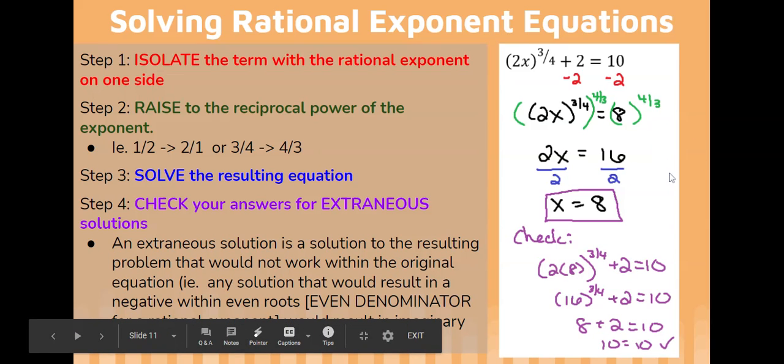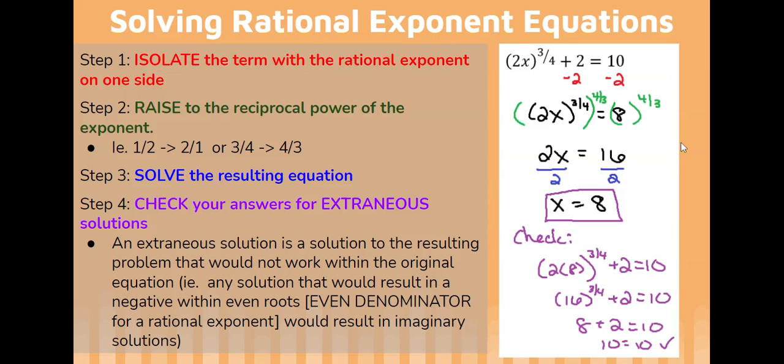Now here's the difference. Before, we raised to a whole number power. Now we're going to raise to the reciprocal power. For example, 1/2 is 2 over 1, or vice versa. 3/4 is 4/3, or vice versa. So in this case, it was 3/4. So if I raise it to the 4/3 power, the 4/3 and the 3/4 will cancel because they come out to 1. So the 2x drops down.